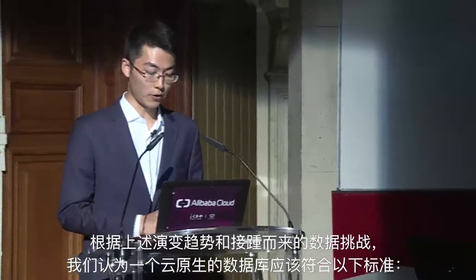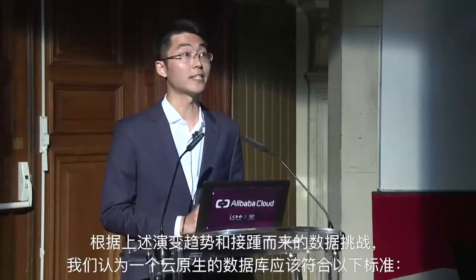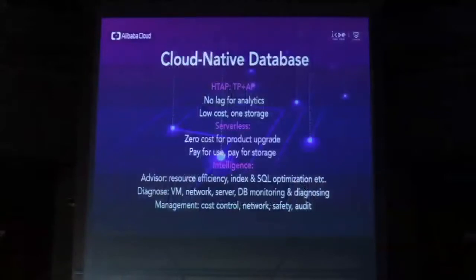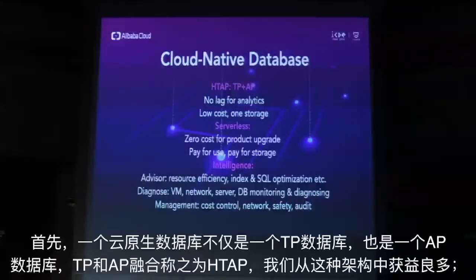So with the evolutions mentioned above and the coming up data challenges, we think that a cloud-native database should be with such standards. First, a cloud-native database is not only a TP database, it is also an AP database with TP and AP together. We call it the HTAP. We benefit a lot from the HTAP architecture.